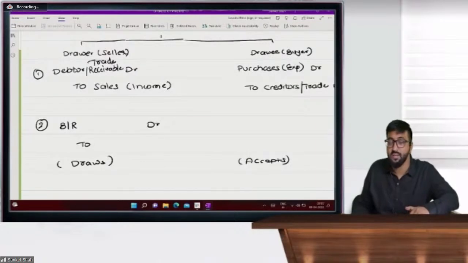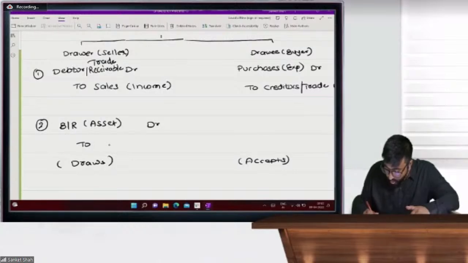Drawer means who draws the bill. So bills receivable is an asset. Bills receivable to drawee, debtor. Now see, debtor is a receiver, receivable. So debit the debtor, now he becomes giver.